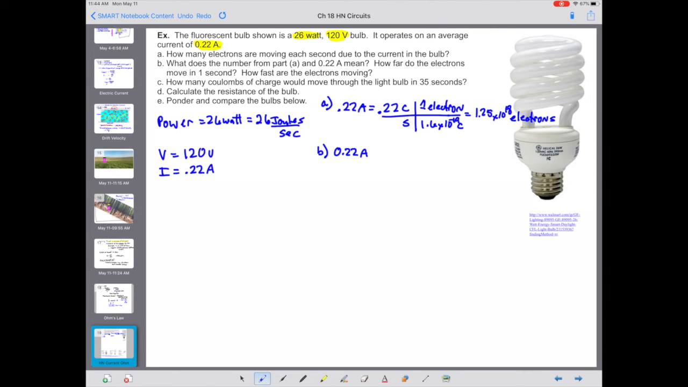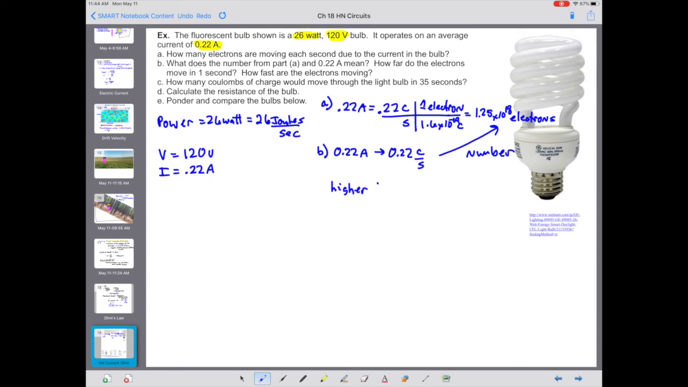Now in part B, we really want to think of this 0.22 amps and exactly what it means in terms of, is it a how far, is it a how fast, what that means. Well, we know, again, the units, that's coulombs per second, and coulombs per second relates to a number. So when you're dealing with a current, it's a number of charges that are flowing.